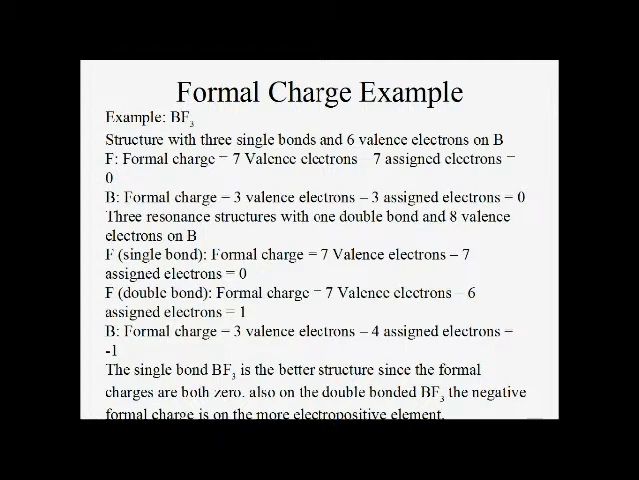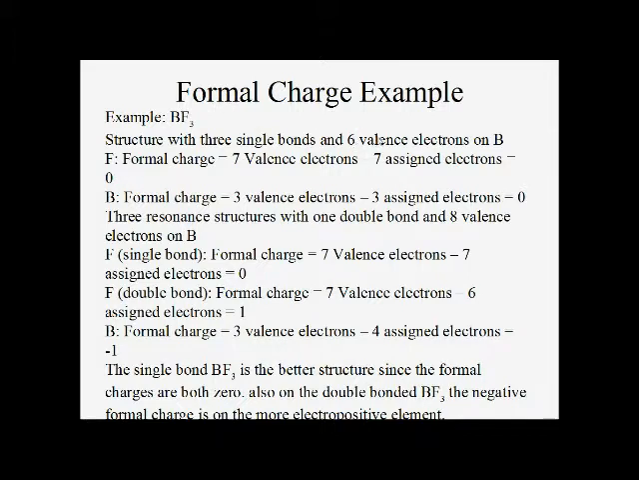So, to do a formal charge of boron trifluoride, we can draw this structure with 3 single bonds that will leave the boron with an incomplete octet. Or we can draw it with a double bond, which will give a complete octet on the boron. So, we can check to see which one's better.